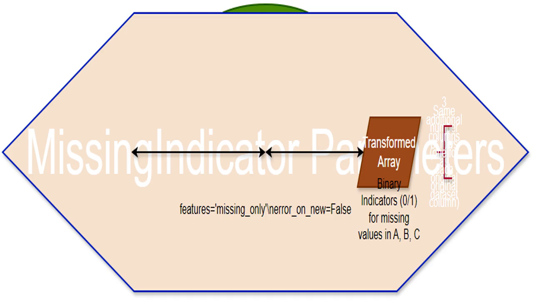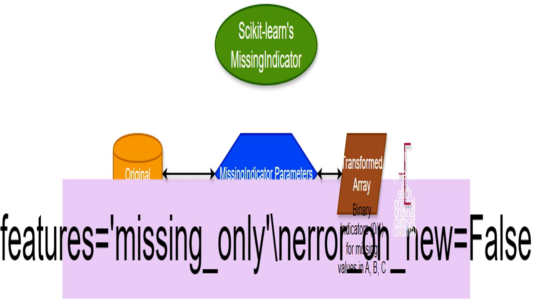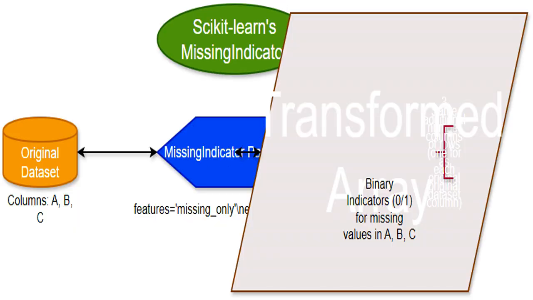After running missing indicator, I get a new array. This array shows me exactly where the missing values were in my original data. The new array uses only zeros and ones. A 1 means a missing value was present in the original data for that row and column, and 0 means there was a value present there. The new array has the same number of rows as the original dataset. Each row still represents the same data point, just with added information about missing values.